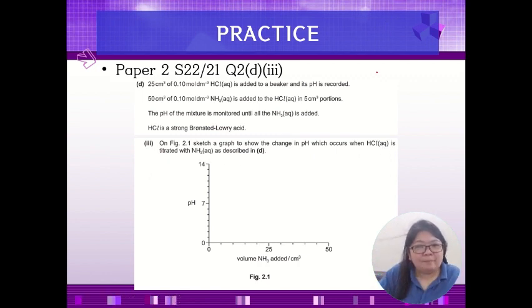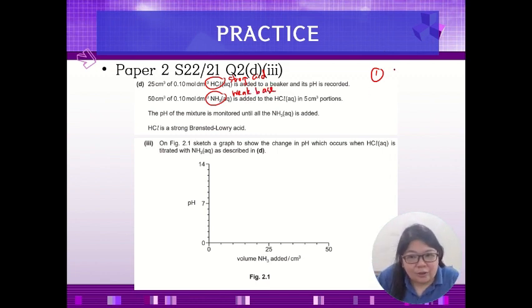So step number 1, identify acid and base, strong acid or weak acid. HCl is a strong acid. Ammonia, strong base or weak base? From the list of names and formulas at the very beginning, we know ammonia is a weak base. So now we have identified this should be a strong acid versus weak base titration.